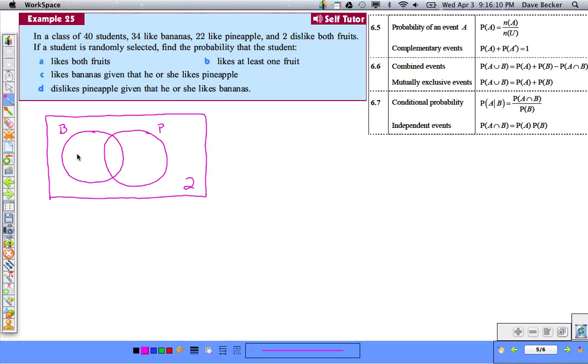And to figure all these things out, I'm going to have to do the ABC thing. So I know that A plus B is going to have to be equal to 34. Those are all the people who like bananas. And I know that B plus C must be equal to 22. Those are all the people that like pineapples. And I know that A plus B plus C must equal 38.